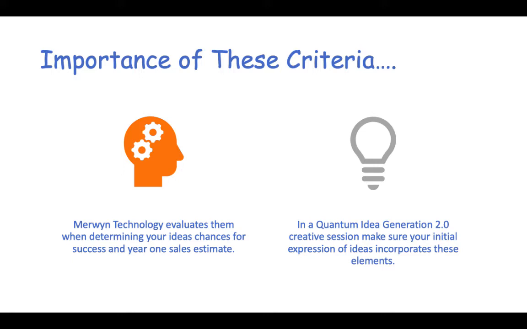And in a Quantum Idea Generating 2.0 creative session, these three criteria, three elements I just mentioned to you, benefit, difference, and reason, you probably want to use these when you're taking and expressing the ideas coming out of a creative session. In other words, I've got an idea that delivers the benefit of X. The reason people will be able to believe that we can deliver that benefit is Y. And this is how it's different and better than competition. Okay? So those are the three ways that you want to capture the essence of what your idea is.